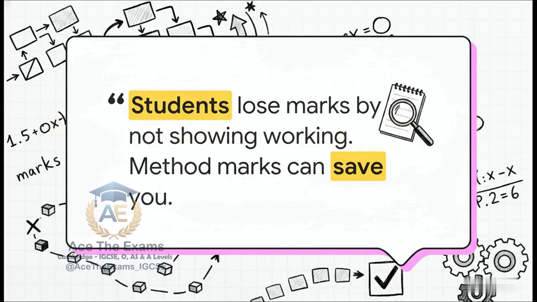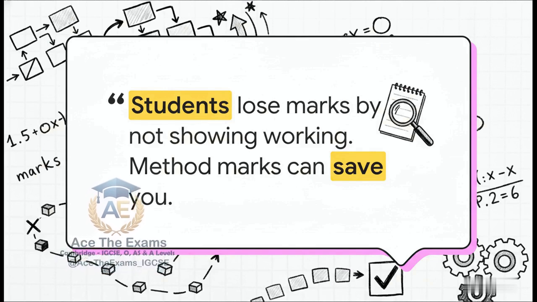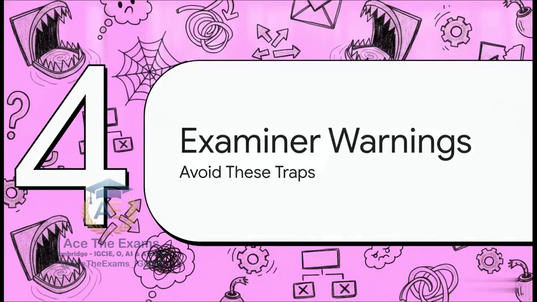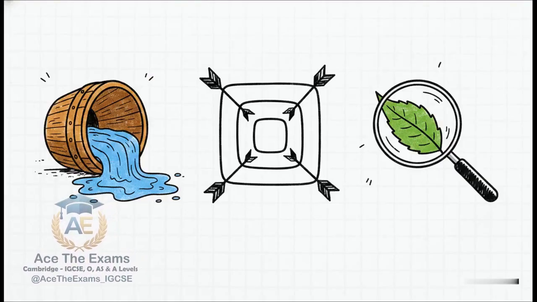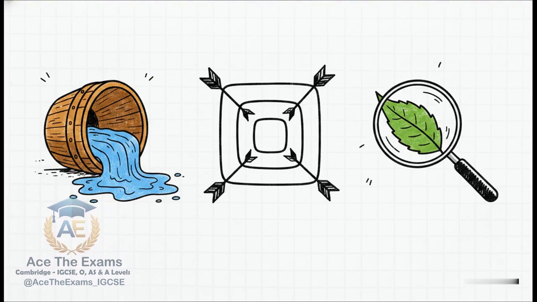You are literally rewarded for the process itself. Please, whatever you do, do not leave these easy marks on the table. Let's look at Section 4, top examiner warnings. These are the top 3 traps pulled straight from the principal examiner reports. These are the hurdles that trip people up.